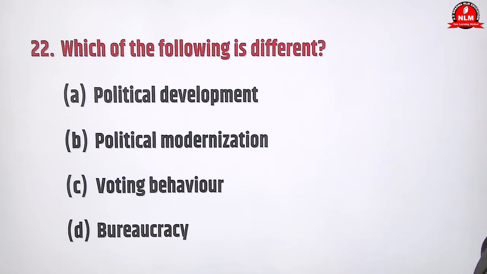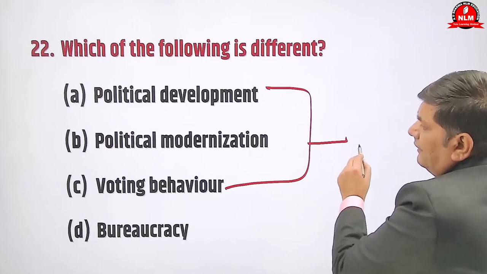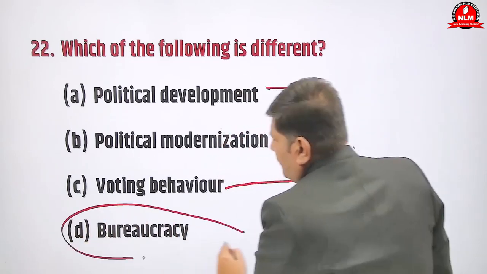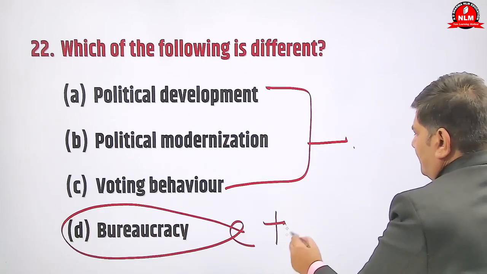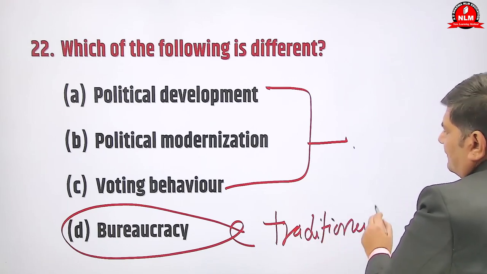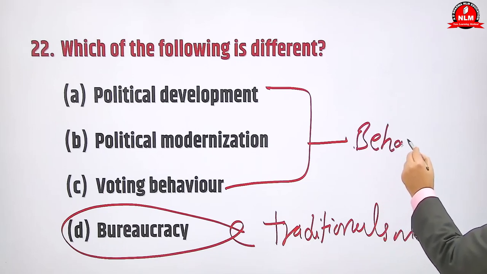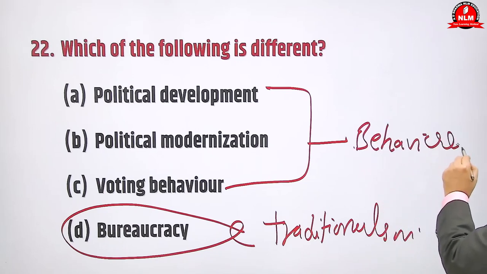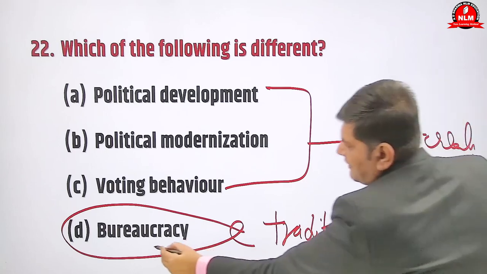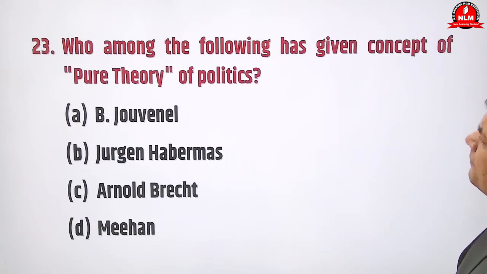Now we discuss question number 22. Which of the following is different? Political development, political modernization, voting behavior, bureaucracy. The first three concepts are related to behavioralism. The last concept, bureaucracy, is related to traditionalism. So the right answer is bureaucracy, D.